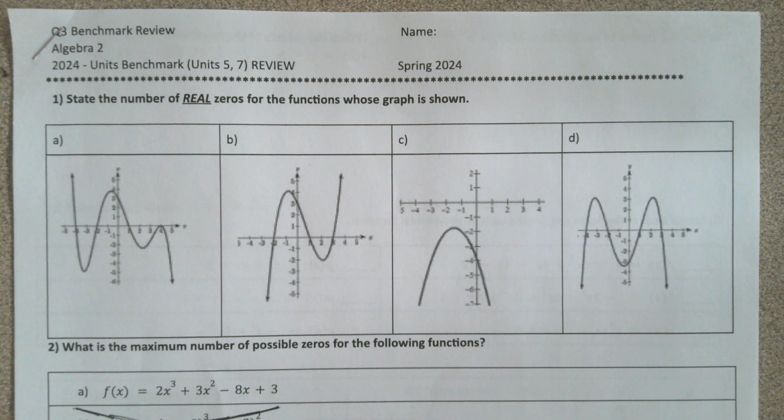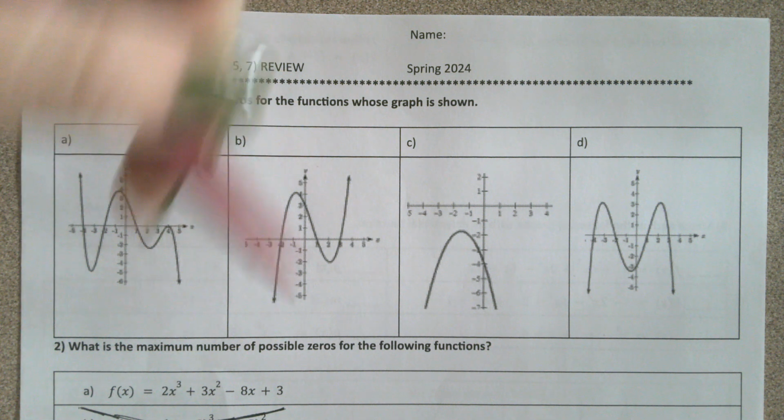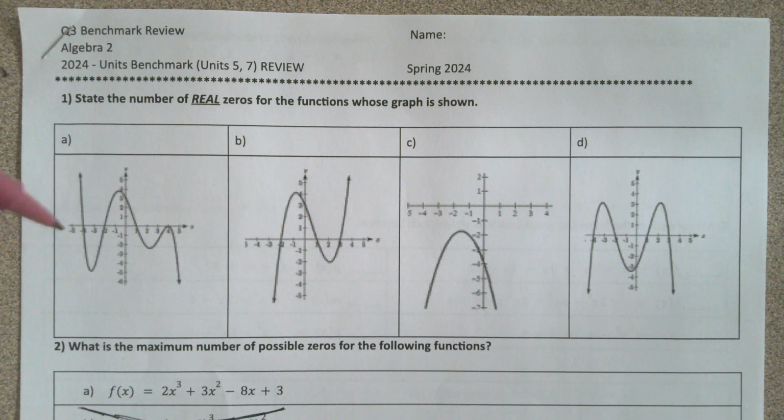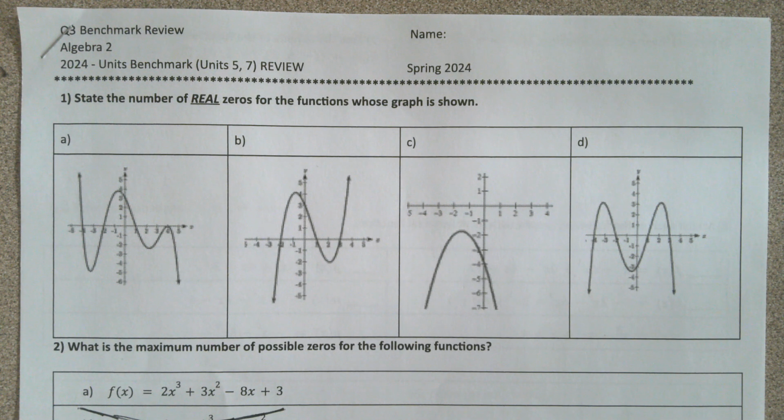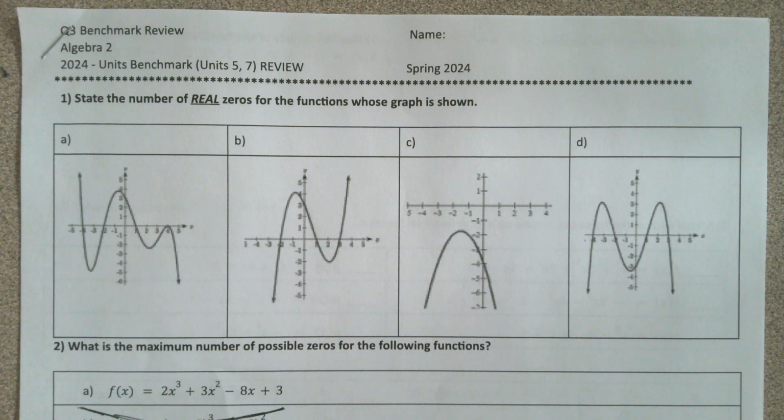So, number 1, state the number of real zeros for the functions whose graph is shown. We specify real because when we look at the graph we can see where the graph actually crosses the x-axis, and that's what tells us where there's a zero. Whereas if we have just an equation, like in 2a here, for instance, just to show the comparison, we'll find the maximum number of zeros, but that doesn't mean that's how many zeros there actually are. So we can get those from a graph.